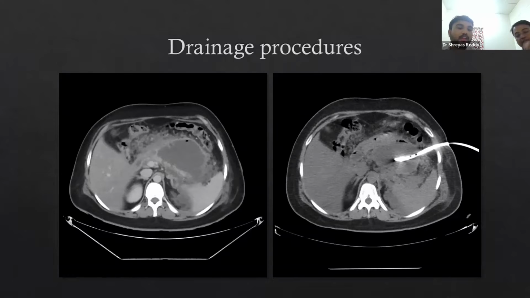What is the other thing that you're noticing in the same image? There is a small air focus within the collection. What does that mean? That is a possible infected collection. It's an abscess forming. That is why the patient has deteriorated. So if, for example, this patient has deteriorated and the Hb is dropping, what else will you look for in this image?